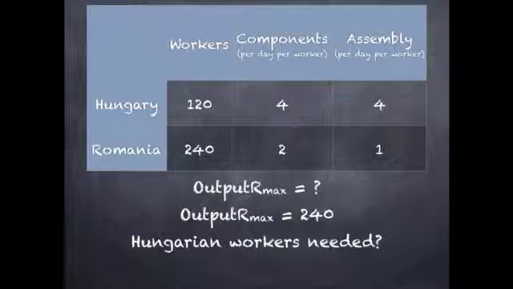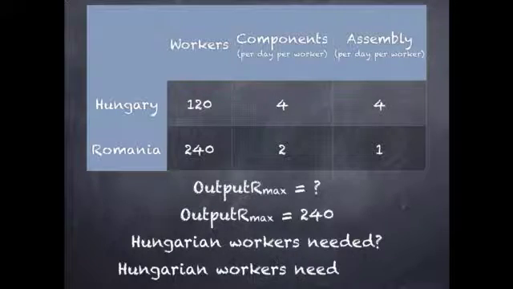They're going to need to produce enough components for 240 refrigerators, and we know that the Hungarian workers are going to be able to produce 4 components per day per worker. So if we take the 240 and divide by 4, that gives us the number of workers that are needed. So we're going to need 60 Hungarian workers, each of them producing 4 sets of components per day, in order to produce enough components for the Romanian workers to assemble 240 refrigerators per day.